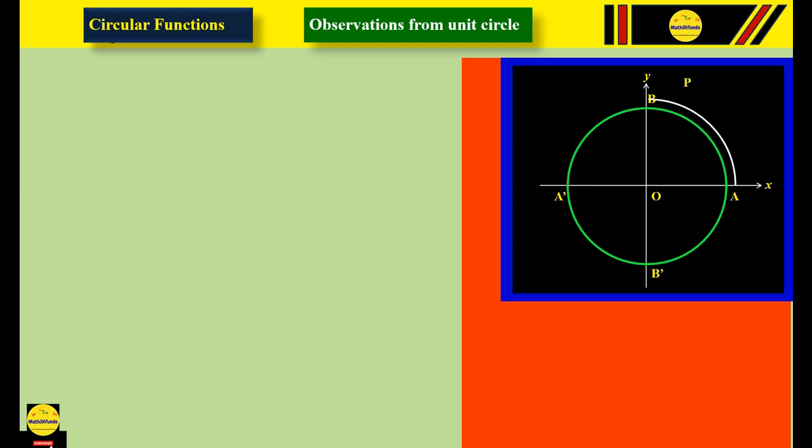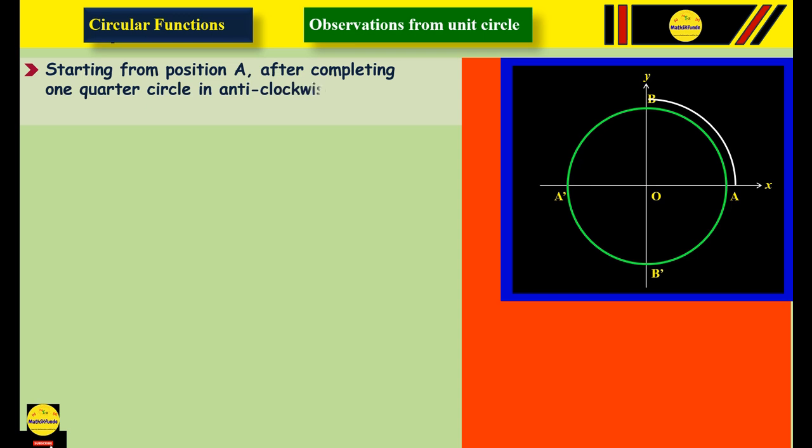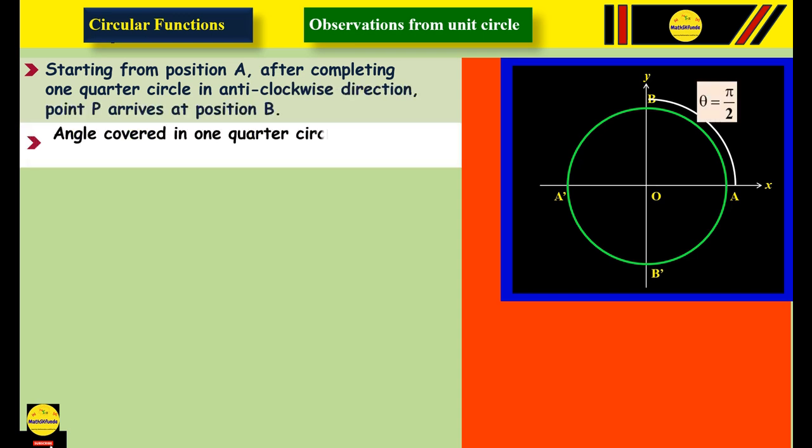How does that happen? That point P moves in anti-clockwise direction and covers one quarter circle and it reaches position B. Now what would be the angle covered? Angle would be 90 degrees. I prefer to call angles in radians. So instead of degrees, let me call radians. So I would say point P from position A reaches position B by moving in anti-clockwise direction and corresponding angle covered is theta equal to pi by 2 in radians.